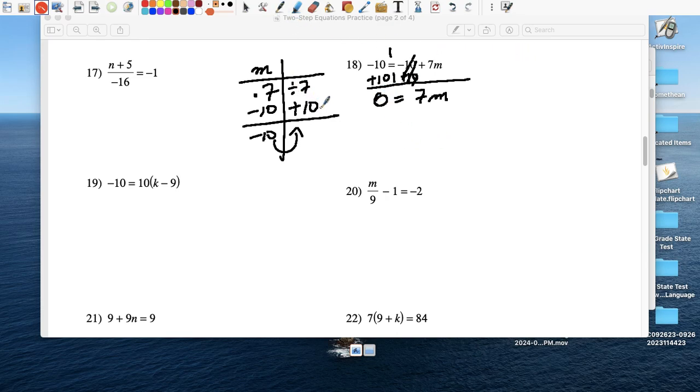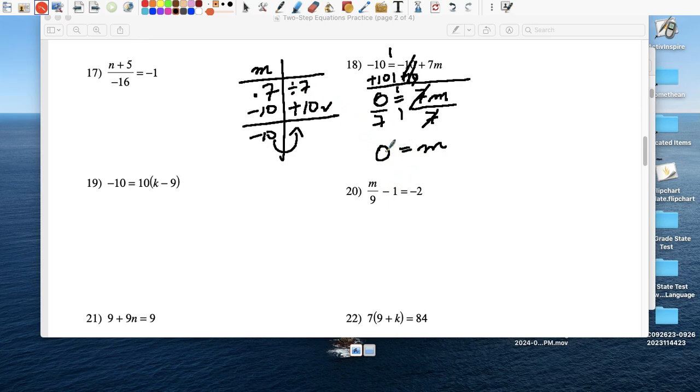What's the next step? We'll divide this side by 7, right? It says divide the other side by 7. Let me put my line in the middle. 7 divided by 7 is 1, and 1 times m is just m. And what's 0 divided by 7? Well, 0 divided by 7 is just 0. So the number I was thinking of in the beginning is 0.